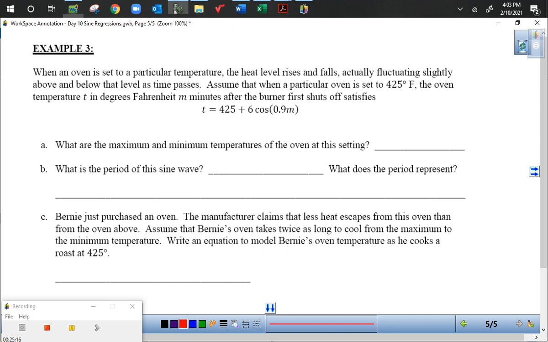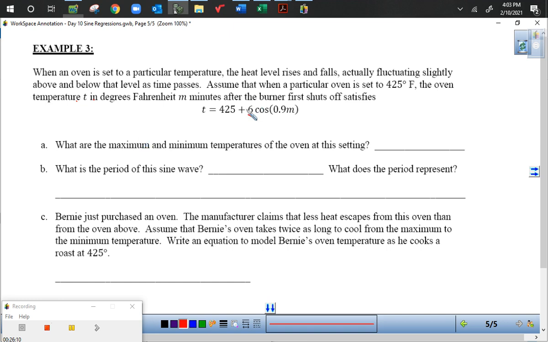So again, anytime we're repeating a cycle, we have a sine wave that's happening. And it tells us for this oven, we're going to set it at 425, and you can see that in the equation here. And it wants us to talk about temperature T, Fahrenheit, in minutes. Let's go ahead and talk about this 6. It said that the temperature is going to fluctuate. This amplitude is actually giving us that because we're going to go 6 above and 6 below. This 0.9 we're going to talk about here when we relate to the ABHK values. But first up, it asks us for the maximum and the min.